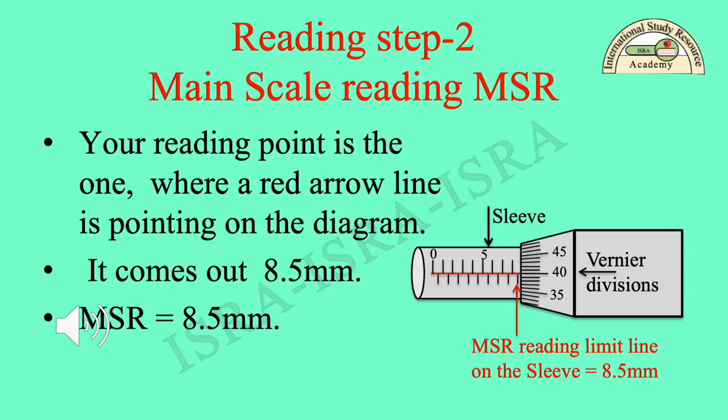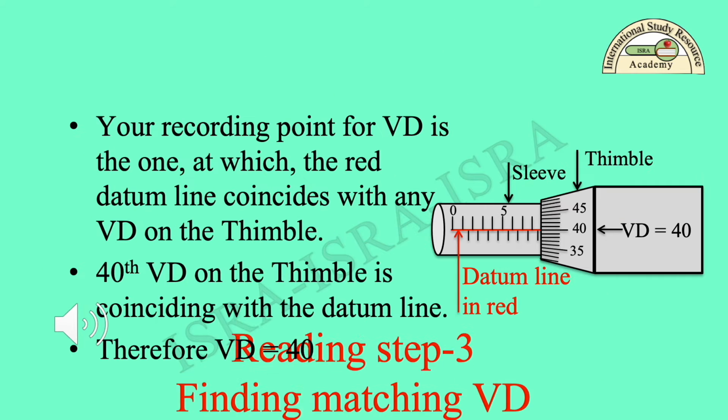Reading Step 2. Main scale reading MSR. Your reading point is the one where a red arrow line is pointing on the diagram. It comes out 8.5 mm. Therefore, MSR is equal to 8.5 mm.